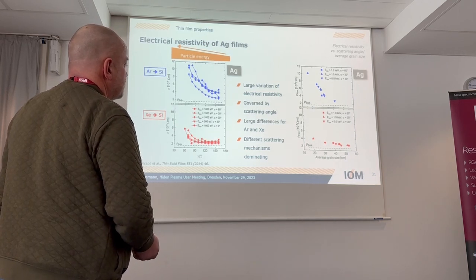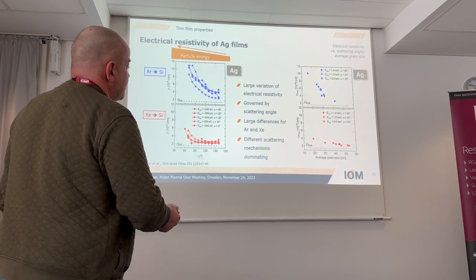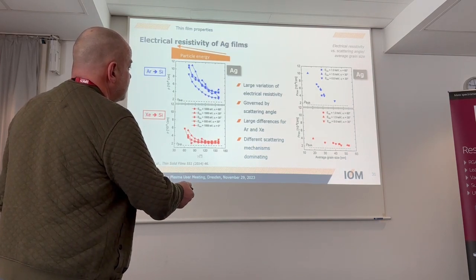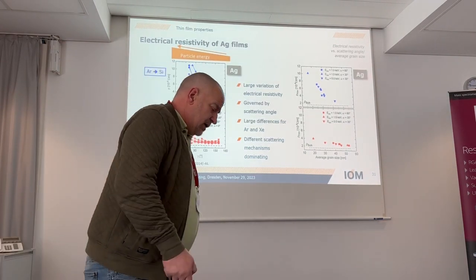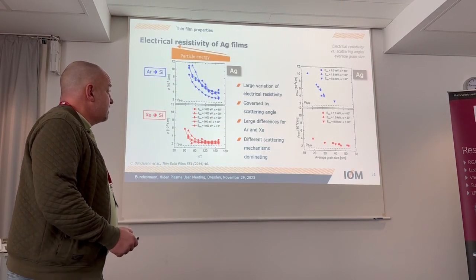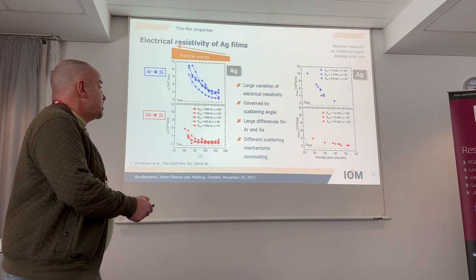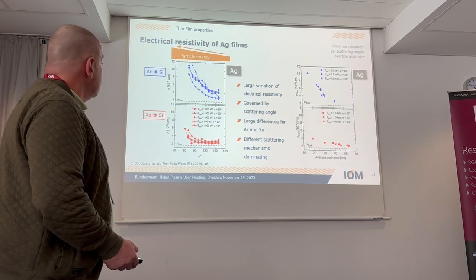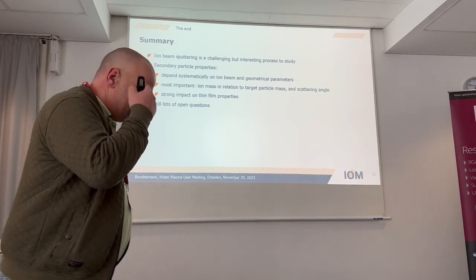So we did some structural characterization and determined the average grain size. But even though this systematic behavior is different for xenon and argon, this is probably related to the fact that you have not only grain boundary scattering, but perhaps some other additional scattering effects, processes, which make this resistivity much higher for sputtering with argon than for sputtering with xenon. So I hope I could show you that it's a challenging but interesting process to study.